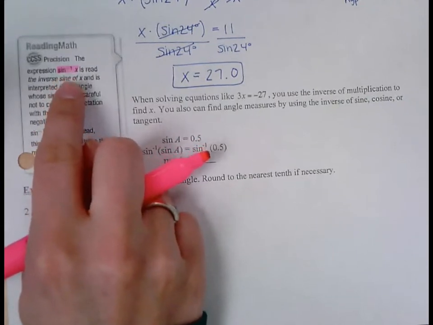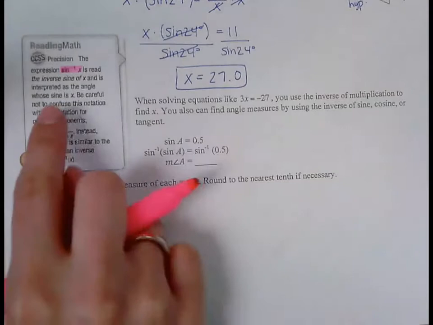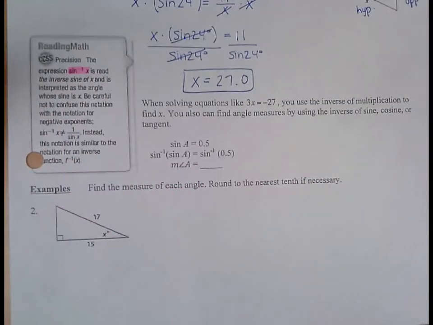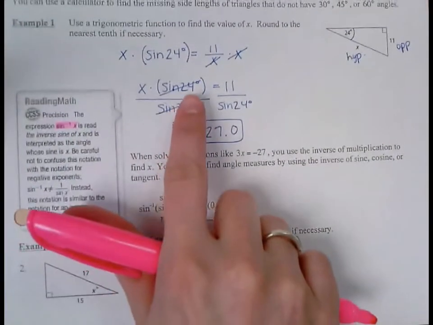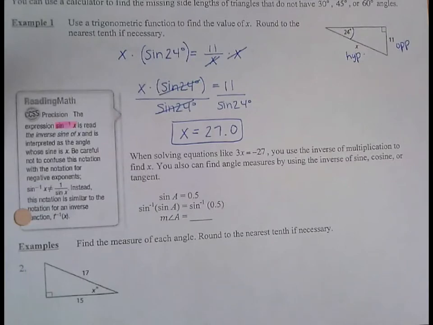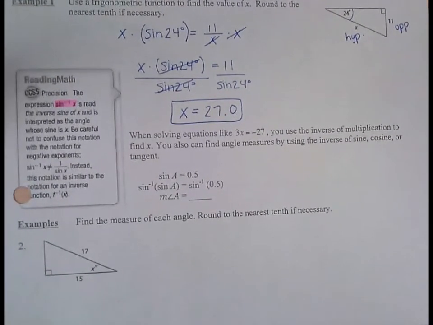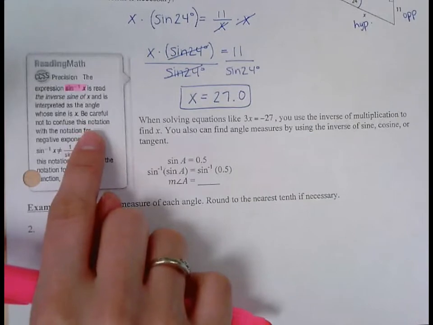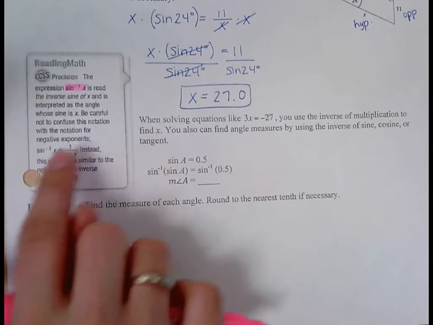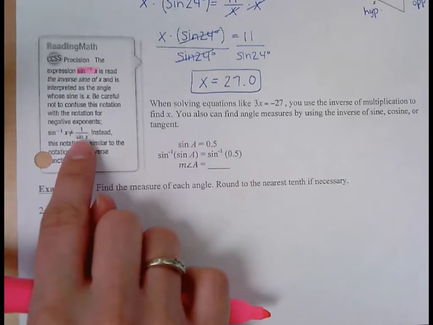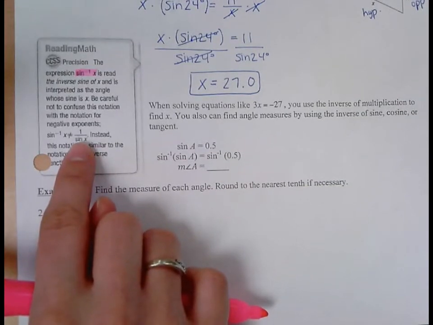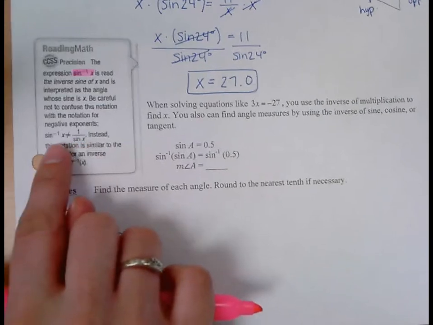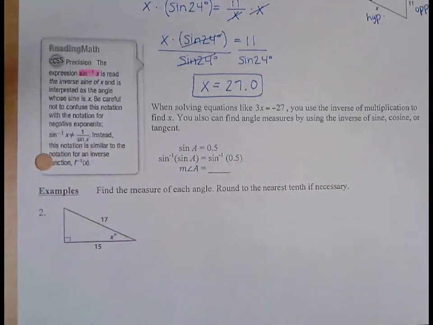That notation is read as the inverse sine of x, and it's interpreted as the angle whose sine is x. So anytime you're trying to find an angle measure, you should be using inverse sine, inverse cosine, or inverse tangent. If you're trying to find a side length, you're just using regular sine, cosine, or tangent, or the reciprocals. And then it does go on to say to be careful not to confuse it with the notation for the reciprocal. Inverse sine is not the same as 1 over sine. 1 over sine is cosecant. That's the reciprocal function. Inverse sine is something totally different.